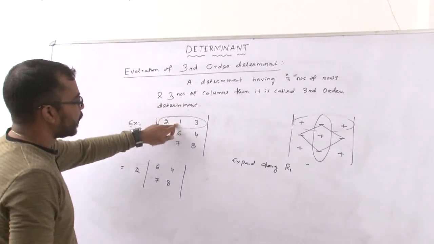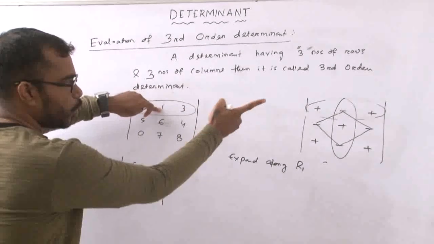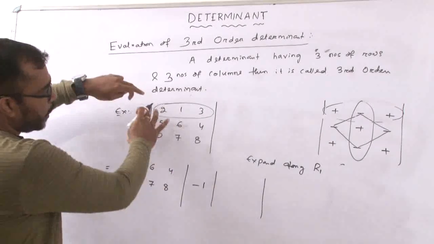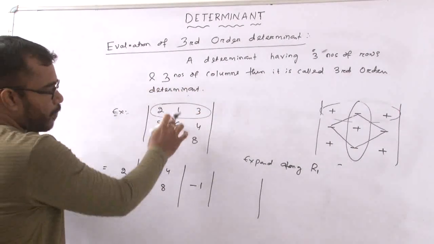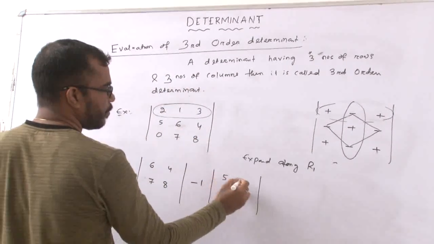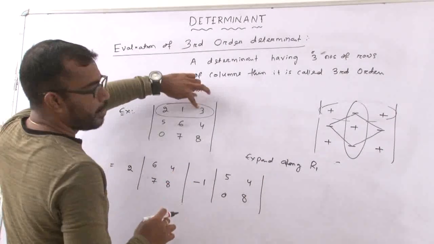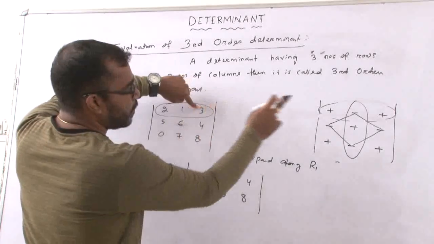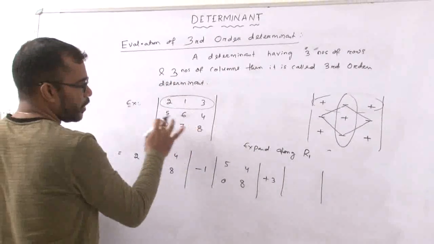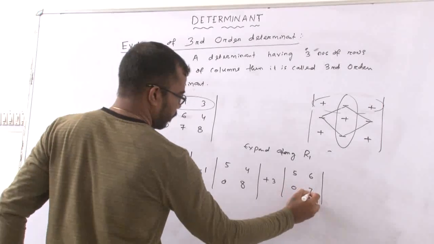And then the second element is 1, and the sign of the 1 is, according to the rule, negative, so that is minus 1. If we delete the row and column containing 1, then we get 5, 4, 0, 8. And the third element is 3, and the sign is plus, so plus 3 into, if we delete the row and column containing 3, we get 5, 6, 0, 7.